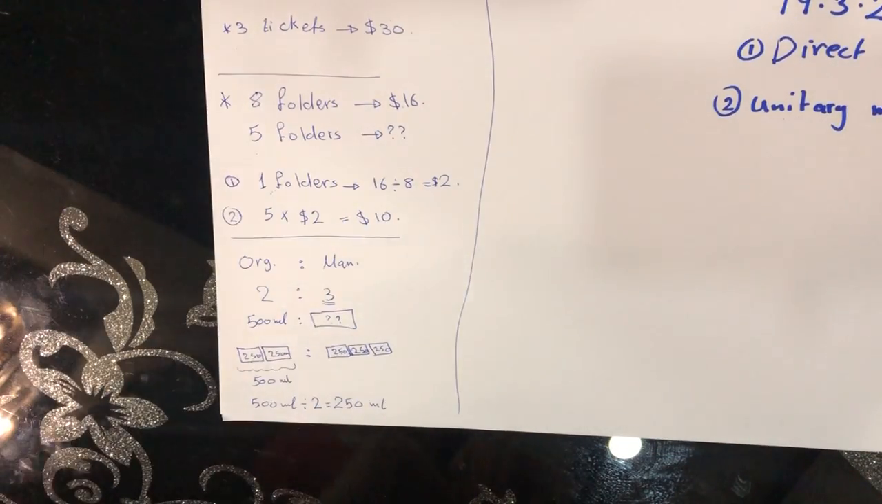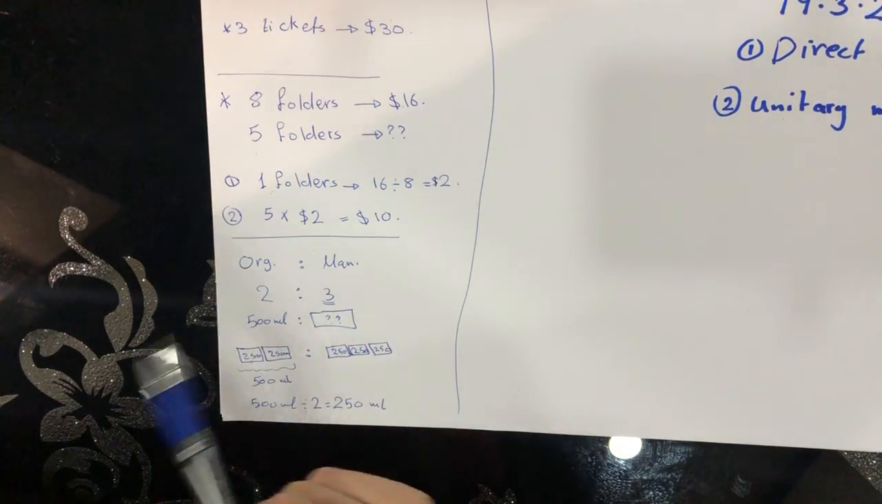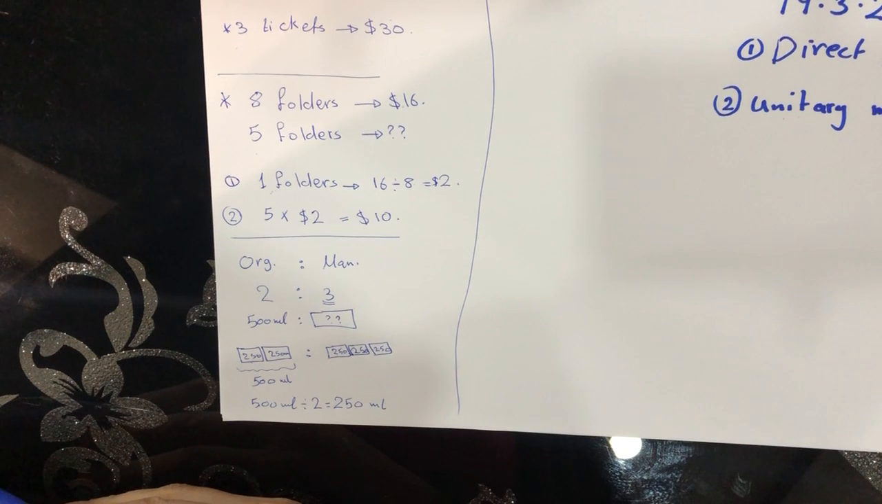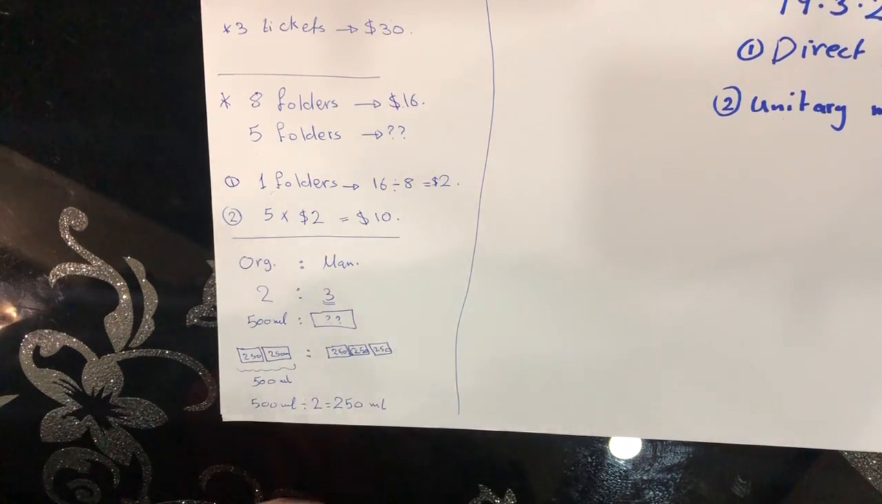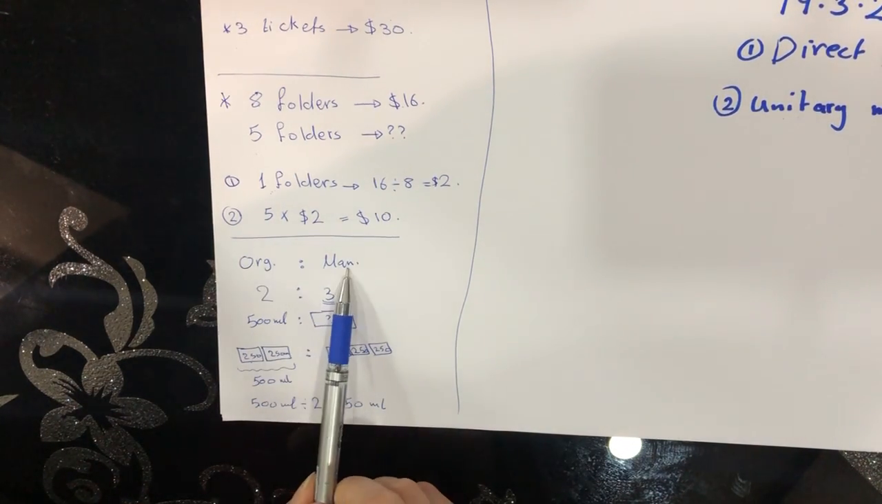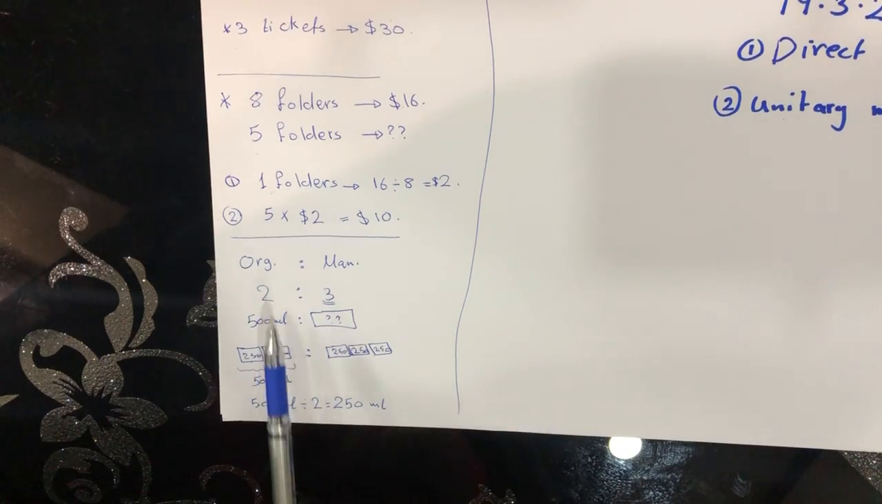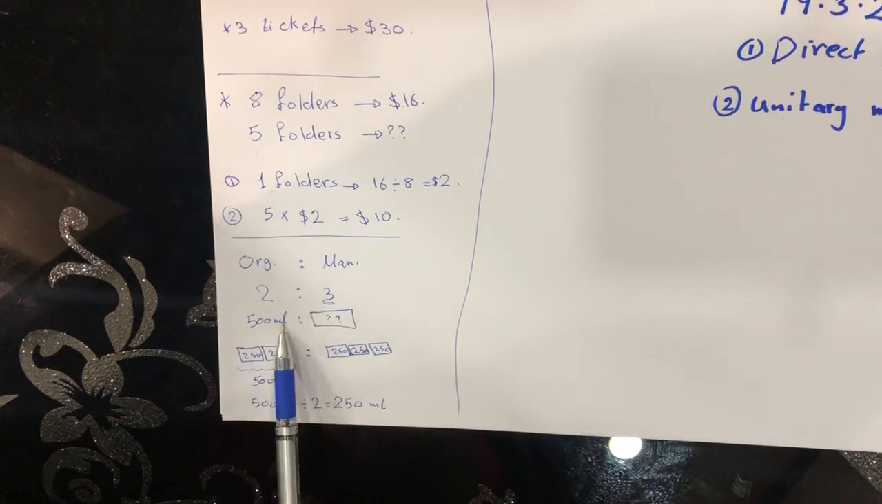We'll just go over that one more time. In the question, he says a fruit drink contains orange juice and mango juice in the ratio 2 to 3. There are 500 milliliters of orange juice in this drink. How many mango juice is there in this drink? The orange juice to mango juice ratio is 2 to 3, and I have 500 milliliters.